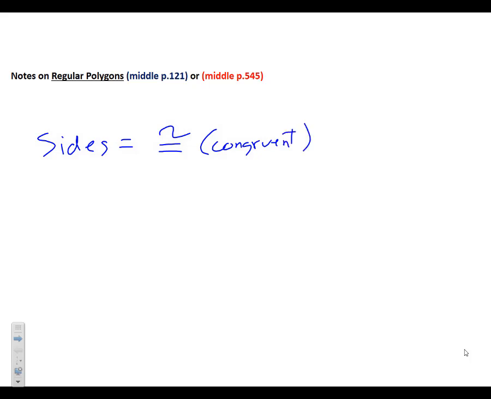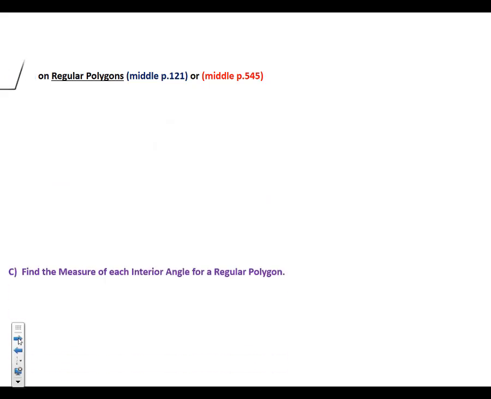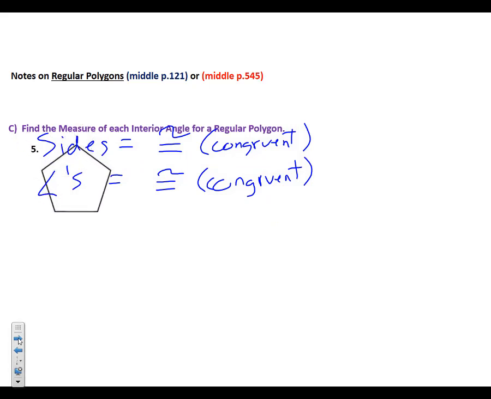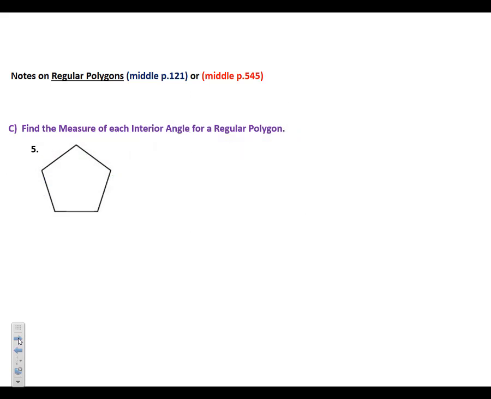And all angles are what? That's right, congruent. All the sides, all the angles are congruent. Outstanding. So if you know that every single side is the same length and every single angle is the same measure, we can take a look at these regular polygons here, and we can find the measure of each interior angle.